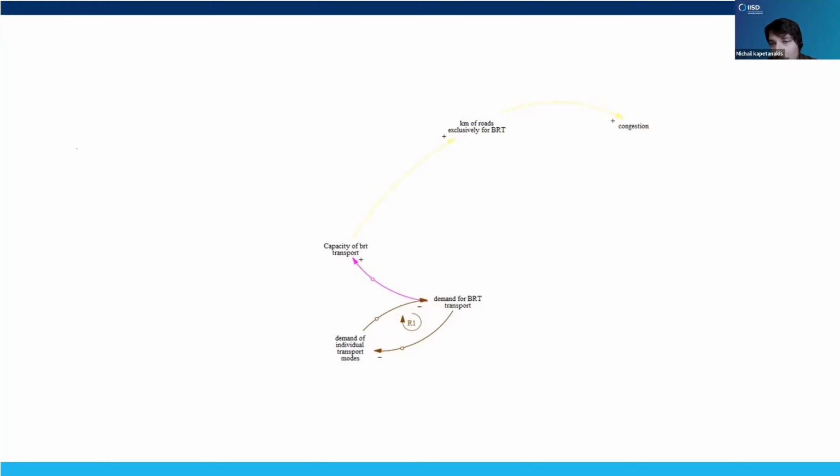Now, in yellow, this relationship, we start with demand for bus rapid transit leads to higher capacity of BRT transports as more investment goes in and as more people are using the system, which will eventually lead to more roads dedicated to bus rapid transit within a city, for example. And this long-term can reduce congestion.